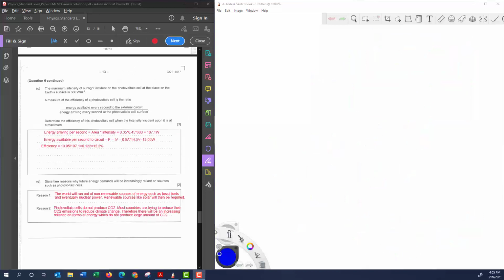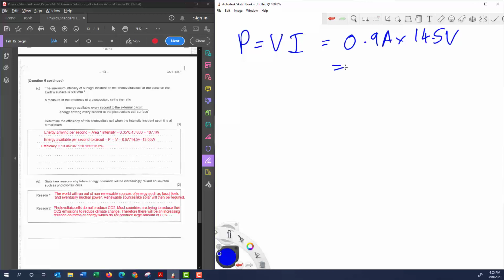Okay, so let's do a new page, and now we're on to the final page of the paper, which is nice. Here they've given us a measure of the efficiency of the photovoltaic cell. The energy available to the circuit, that's the output energy, is equal to the power coming out of the circuit, and power is voltage times current. Remember, we already have that information from the previous question. That was our 0.9 amps multiplied by 14.5 volts. This is the energy available to the circuit every second. When you multiply this out, you get 13.05 watts.